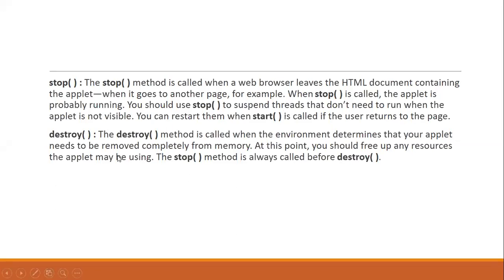So the last method is the destroy method. The destroy method is called when the environment determines that your applet needs to be removed completely from the memory. So you are closing the applet. At that time your destroy method will be invoked. At this point you should free up any resources the applet may be using. The stop method is always called before destroy. So initially at the time of termination, stop will be invoked. It will suspend all the threads required for the execution, and then the destroy method will be invoked. Destroy means you are freeing up the space, you are removing the applet from the memory.